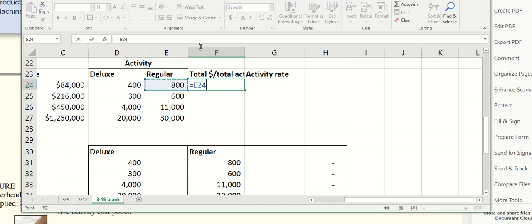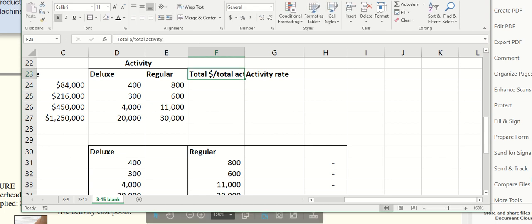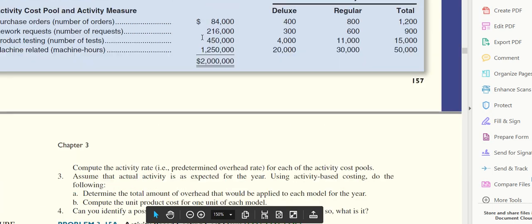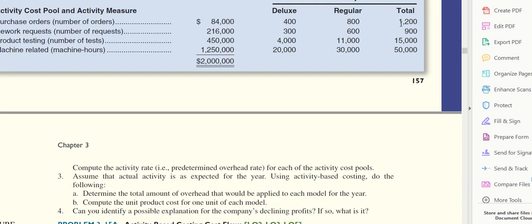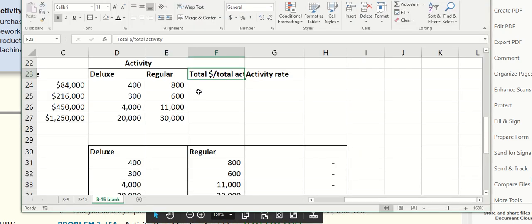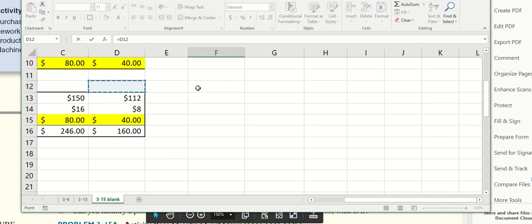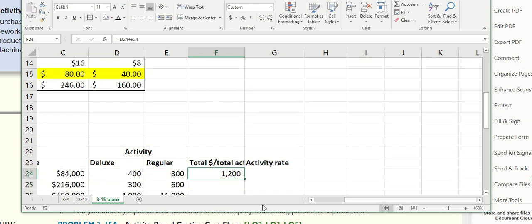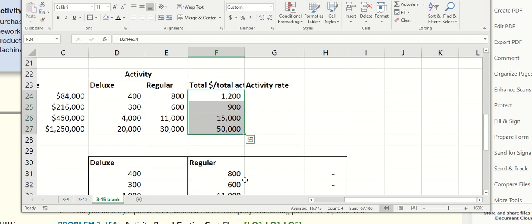So the total dollar amount would be the $84,000 divided by, oh, do we have a total? I don't think I have a total here. Oh, the total, we would have 1,200, 900, 15,000. Let's make sure we have that total. And maybe I'll continue this into the next video.